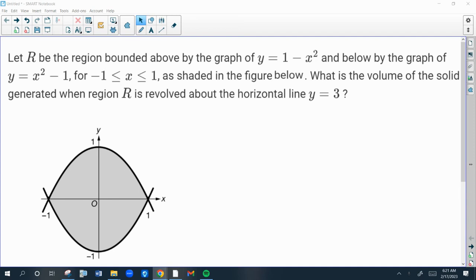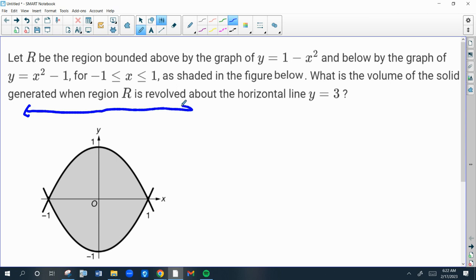So let's do a volume. This is the region R. It's bounded by two graphs, two parabolas, as you can read. And we're trying to figure out the volume of this solid when revolving it around the horizontal line y equals 3. It's nice of them to remind us that y equals 3 is a horizontal line, but make sure you realize that.